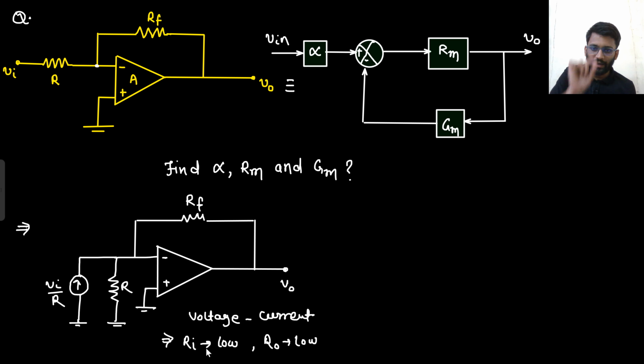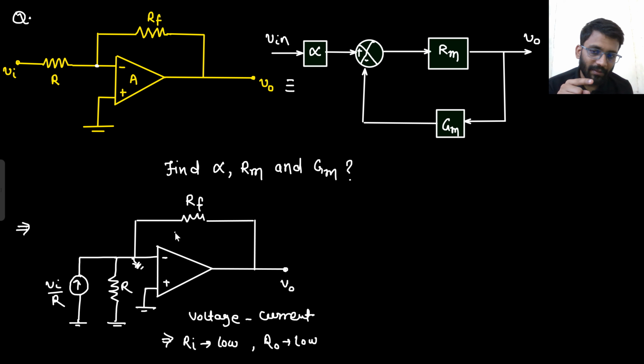So if Rin is low, what can I do? This potential, let's just say this potential is some Vx, that will be low only because Rin is low. The voltage across the current source will be low. Why so? Because Rin is low. So I can nearly consider it to be ground. Say yes or no. If Rin is low, I can nearly consider it to be ground because Vx is going to be low.